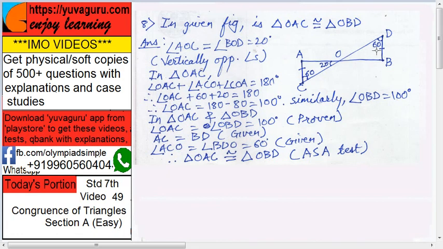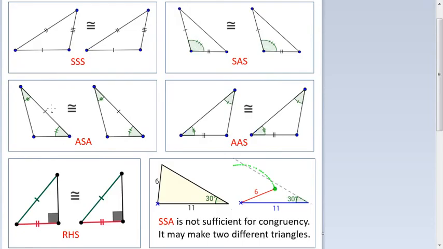So what has happened? This angle is congruent, this side is congruent, this angle is congruent. So which test is this? ASA. See this, ASA test, right? Angle, side, angle: two angles and the side between them in two triangles are congruent.